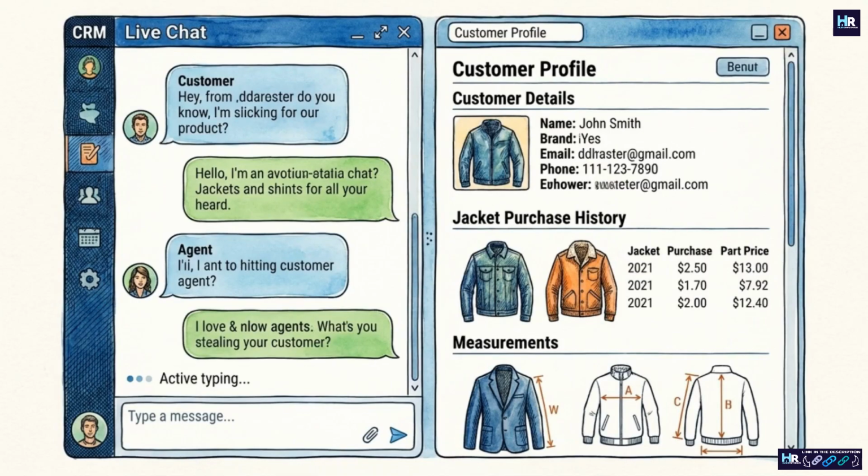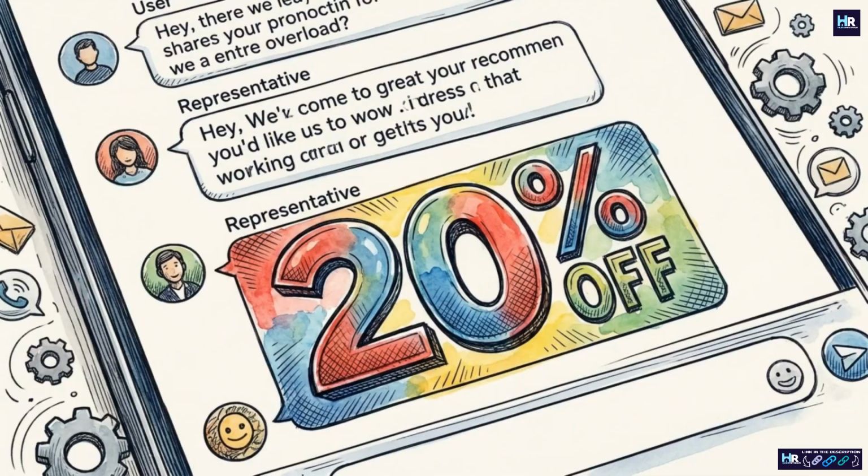Because the rep sees the full purchase history alongside the chat, they can resolve a sizing complaint and immediately offer a discount code for their favorite product category to encourage a replacement order.